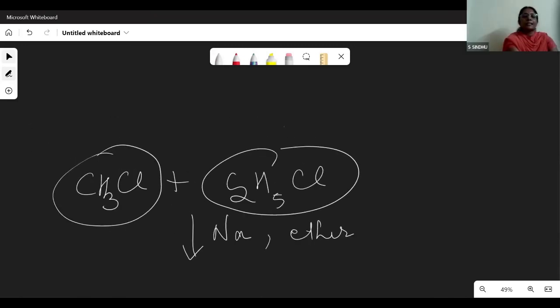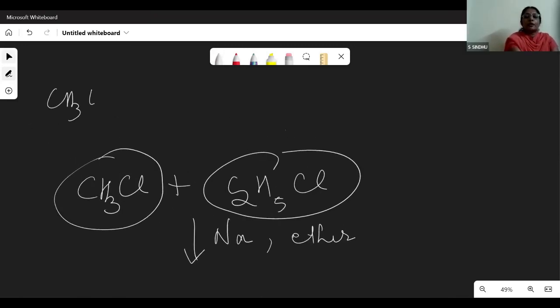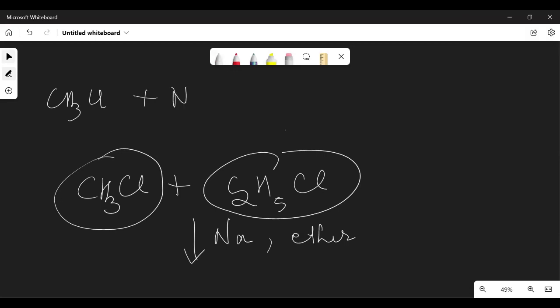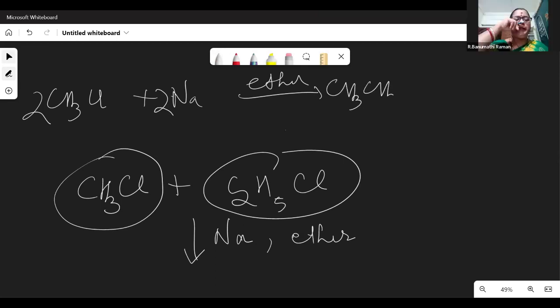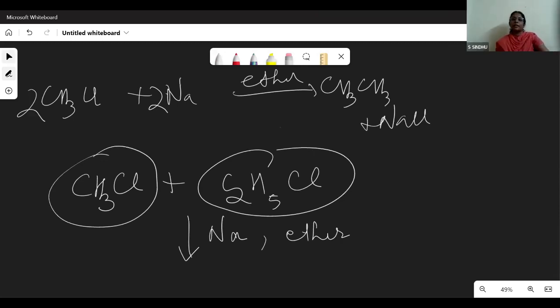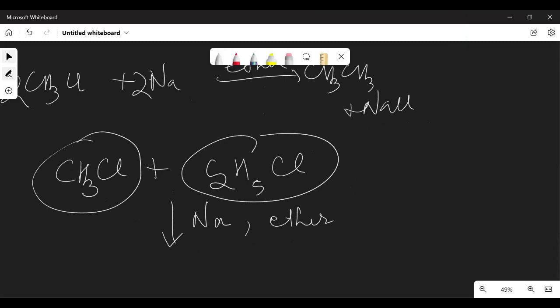The earlier example which I discussed was where we go for chloromethane with sodium in ether. So we are using 2 moles of chloroethane and 2 sodium, whereby we get ethane and sodium chloride. But when we use 2 different haloalkanes, there it was 1 haloalkane. Now we are using 2 different haloalkanes for Wurtz reaction. In this case, what will be the possibility?